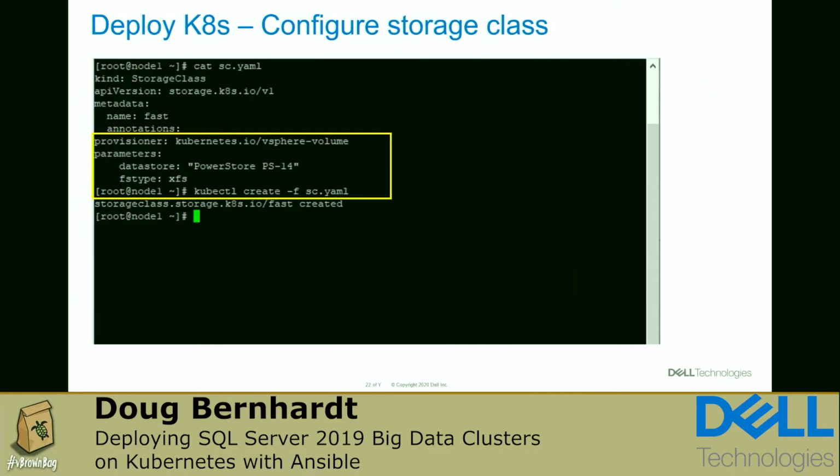The final step before deploying the application is to create a Kubernetes storage class. This references a storage provider installed with the cluster, and it points to the data store we wish to use as well as the file system. Here's an example of the storage class definition, and it's created using the kubectl command.